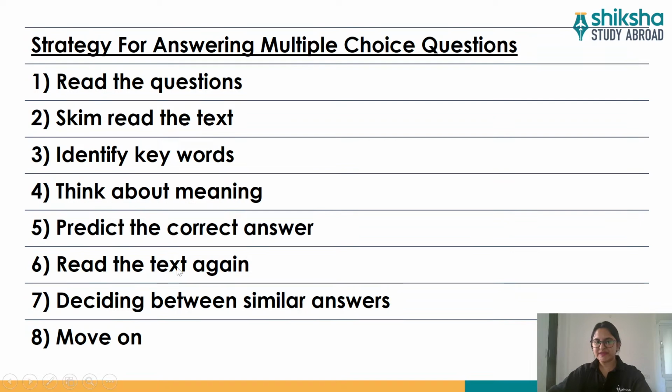Sixth strategy is read the text again. So once you have read the text, please do not think that you're done with it. You have to read it again so that you can cross check your answer, whatever you have written, in case it's right or wrong.